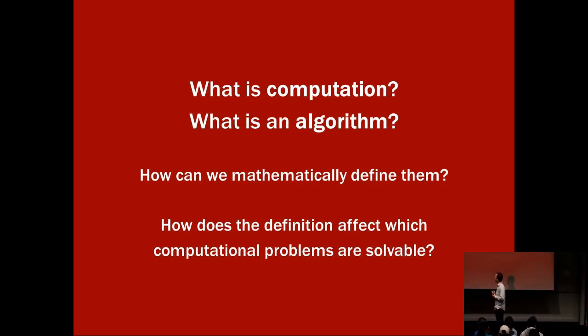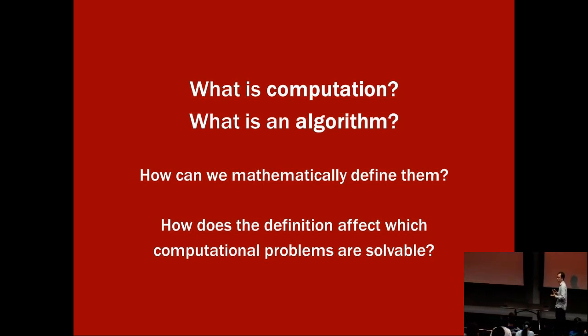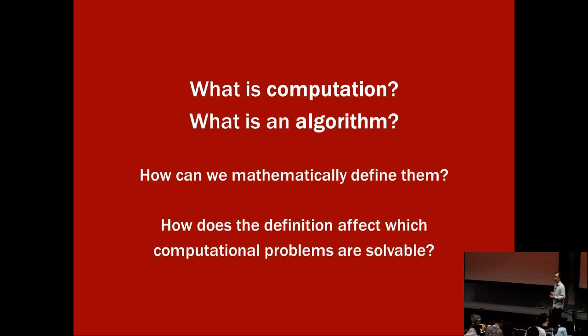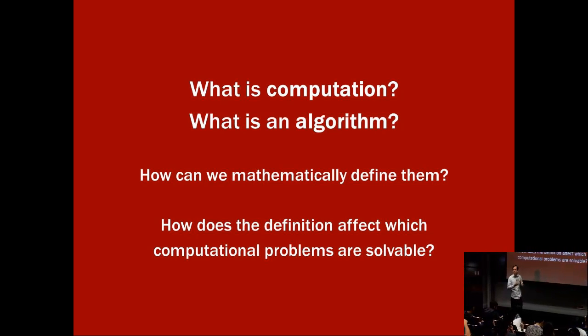Okay. So these are the questions we want to ask. What is computation, or what is an algorithm? And how can we really mathematically define these concepts and reason about them? And one reason we want to have a clear definition of what these things are is so we can actually say what is the set of problems that can be solved by computation. And in particular, we want to look at the question of whether the definition you make for computation affects what problems turn out to be solvable.